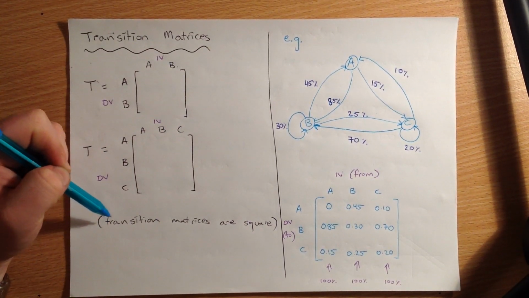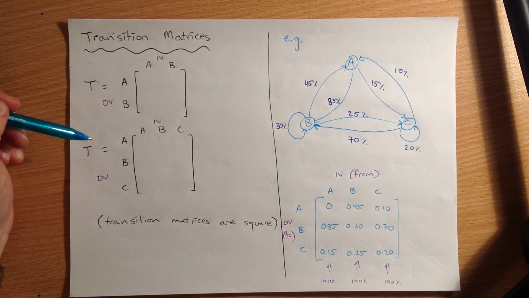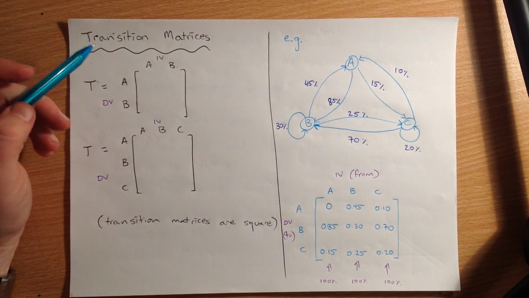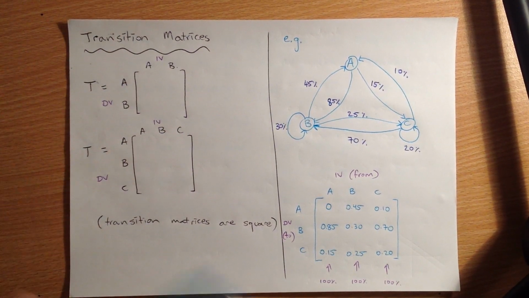So transition matrices are always square matrices. So you could have a 4x4, a 3x3, a 2x2. I guess you could have a 1x1, but it's pretty redundant. So they're used to represent a relationship between some different points.